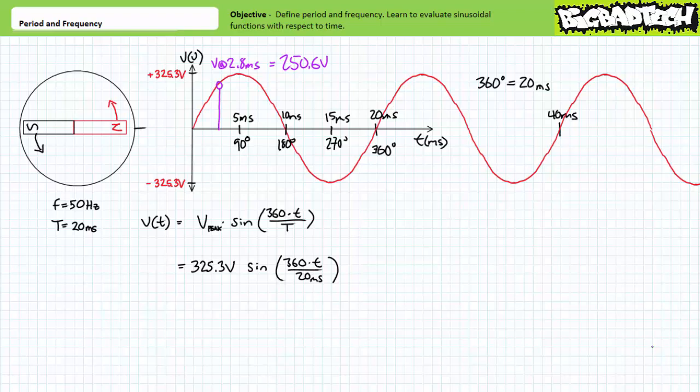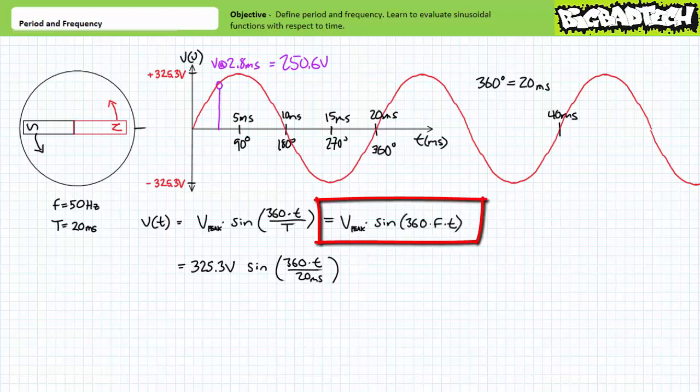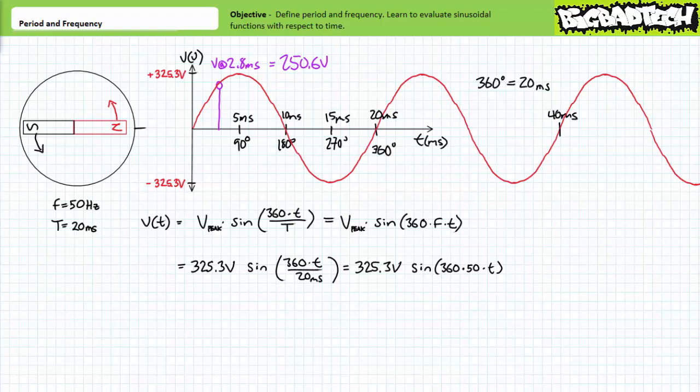Add to this fact that period isn't an especially common specification. Ordinarily, frequency is used to specify AC voltage. Given there exists an inverse relationship between period and frequency, we can write output voltage as a function of time being equal to the peak value times the sine of 360 times the frequency times the time of interest. For the specific example, the general expression would be V of t equals 325.3 volts times the sine of 360 times 50 times the time of interest.